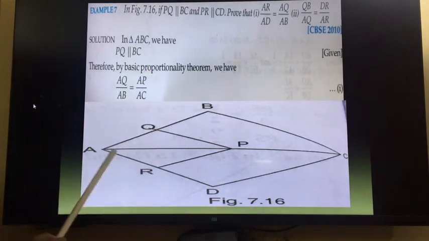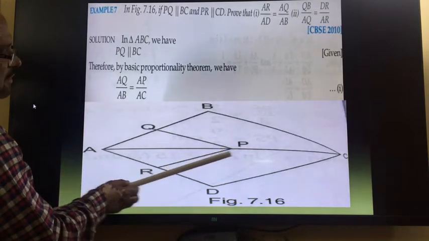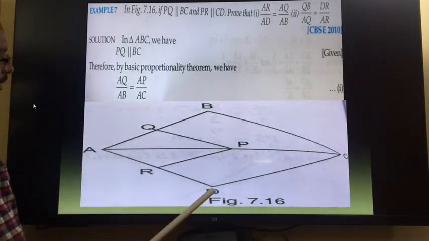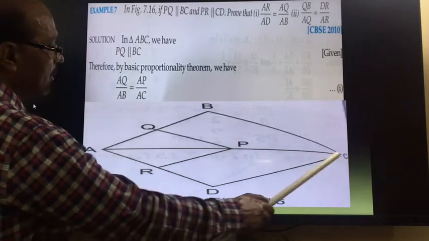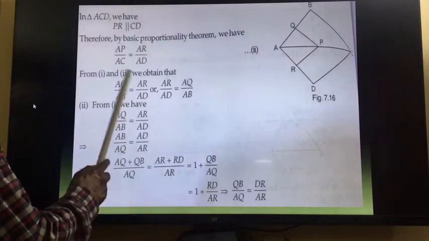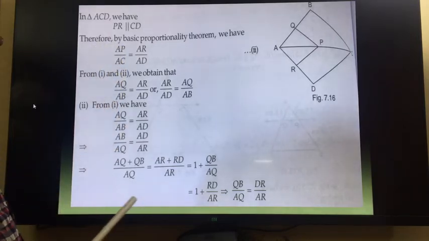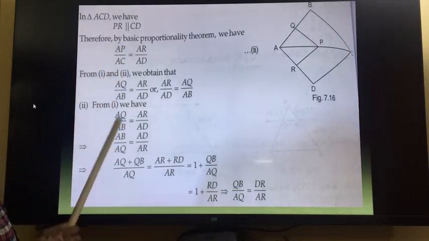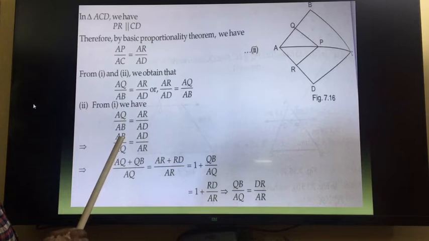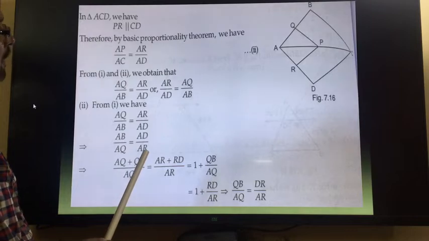And same way, in the lower triangle, in triangle ADC, we will apply the same BPT theorem because RP is parallel to DC. According to that, AR upon RD is equal to AP upon PC. So this will be the second equation. From the first and second equation we are observing that AP upon PC is the same on both sides. So after this you will get AQ upon AB is equal to AR upon AD. If this is correct, the reciprocal is also correct, so we can write AB upon AQ is equal to AD upon AR.